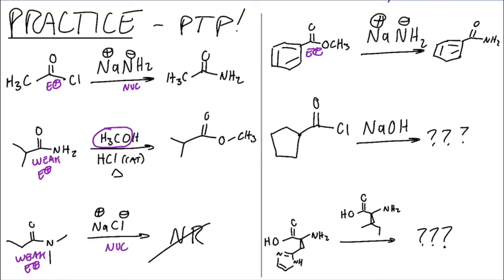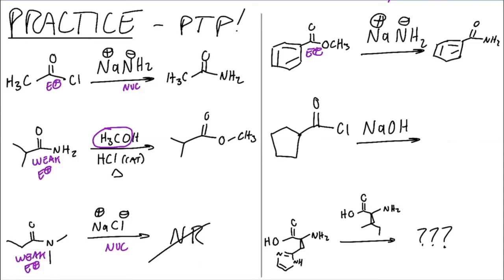Hopefully, they're getting a little bit easier and more comfortable to recognize. Let's look at this next one. Here we have another acyl chloride and NaOH. Okay, so there's literally no nitrogen anywhere in this, which means that we're not going to be making an amide, but we're going to be making something else perhaps. So let's take a look.